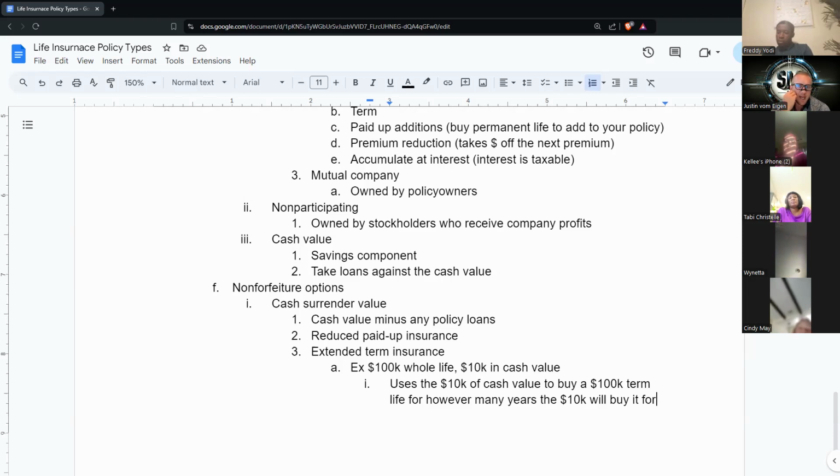Reduced paid up insurance: I'm going to use that $10,000 in cash value to buy a permanent whole life policy for however much of a face amount that $10,000 in cash value will buy me. Or extended term insurance: you say, I'm going to use that $10,000 in cash value to buy a $100,000 term policy. Depending on how old I am when that happens will determine how long that term policy lasts for.